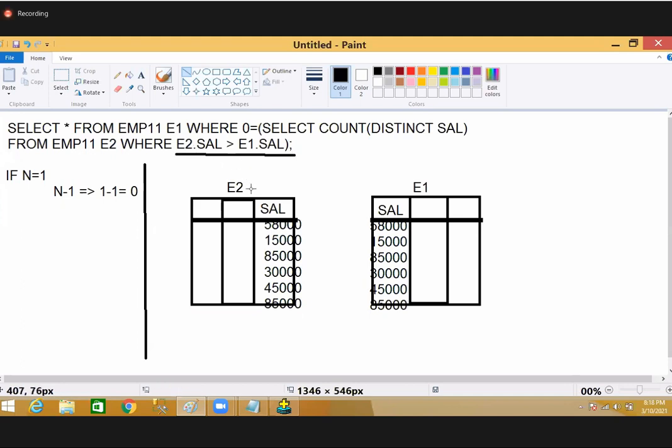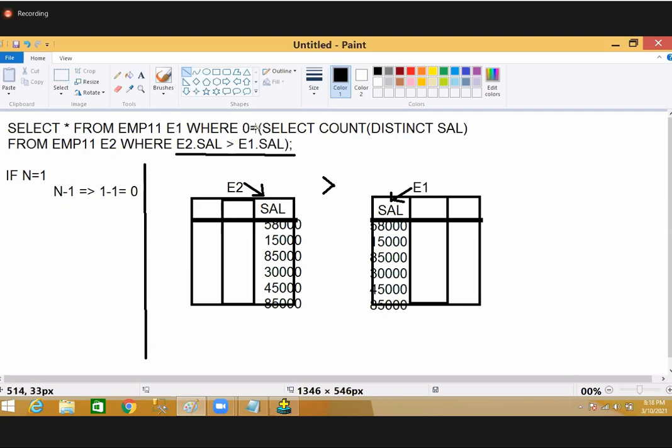So the inner query condition is E2 dot salary greater than E1 dot salary. Carefully observe, very important and very simple. Self join, all of you know now, same like this. In between, what I'm using here is greater than. The symbol is greater than.